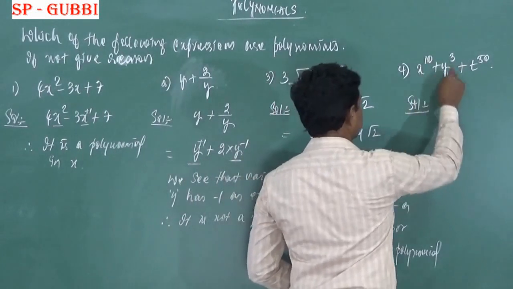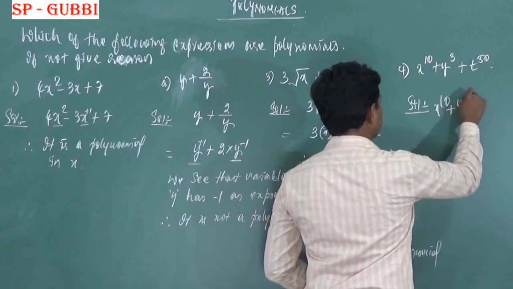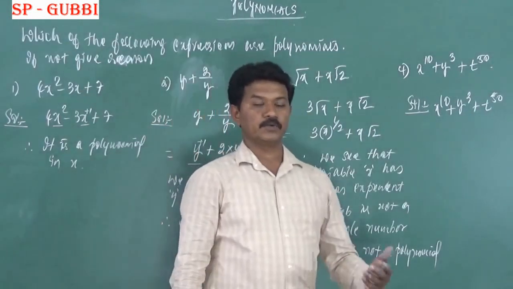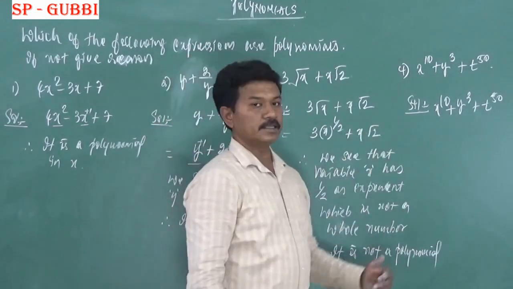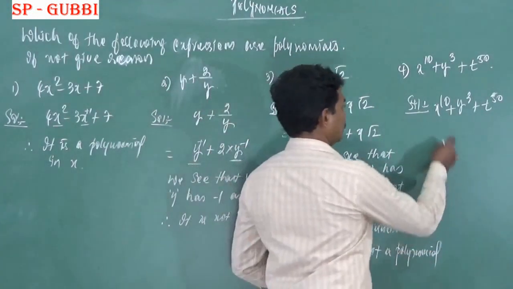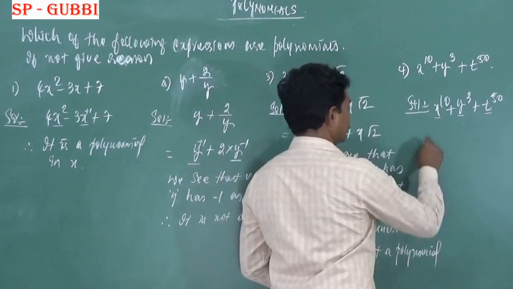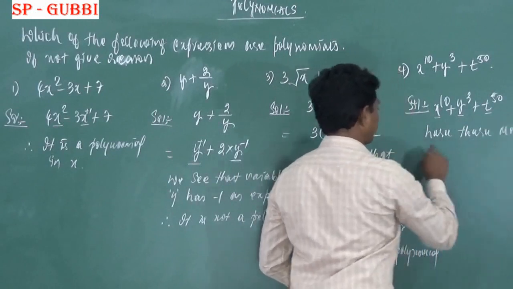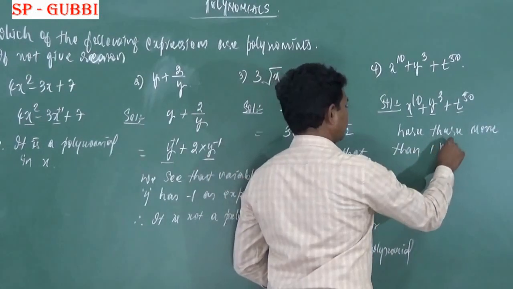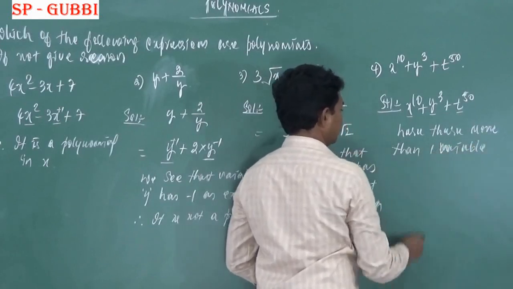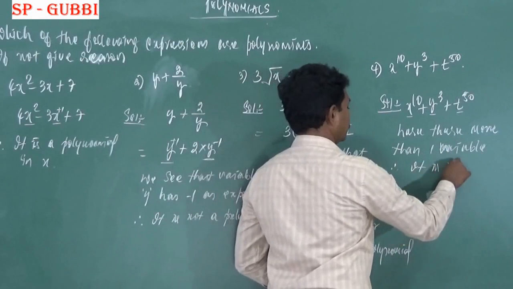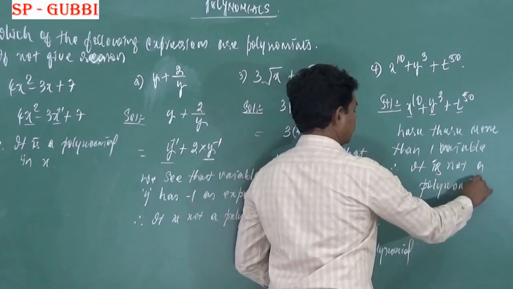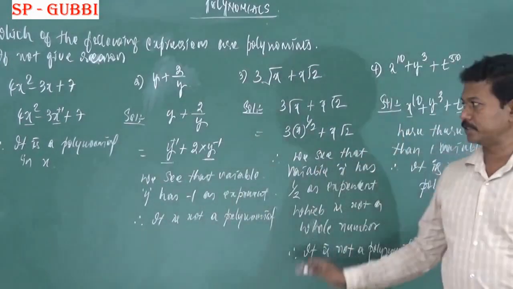x to the power 10, that is y to the power 3 plus t to the power 50. So here we can see that as we are dealing with polynomials only with a single variable, there are three different types of variables involved. One is x, another is y, another is t. So here there are more than one variable. So therefore it is not a polynomial. So this is the solution for this. So it's very important.